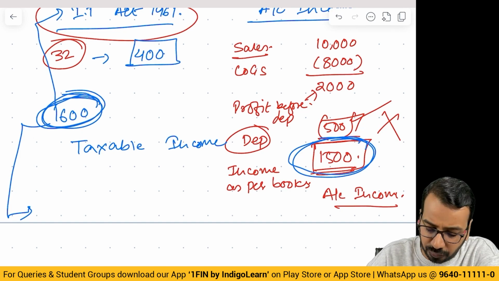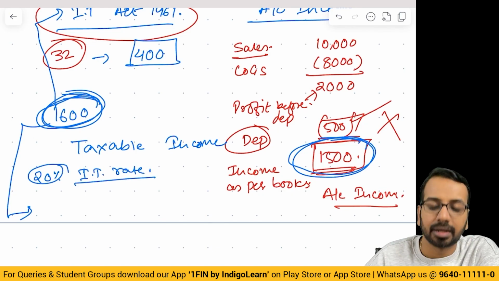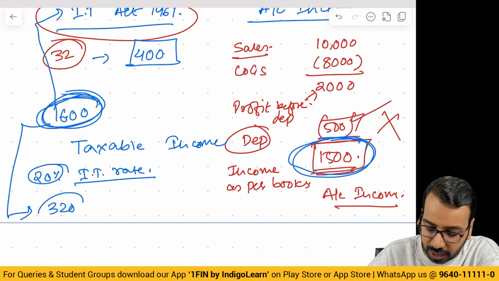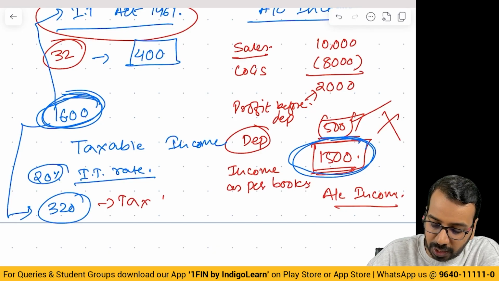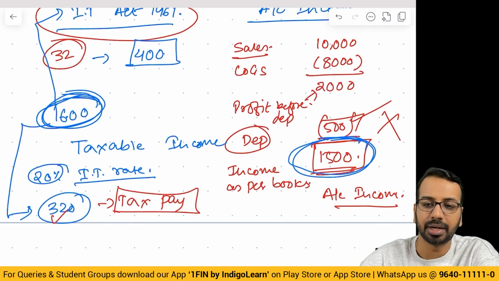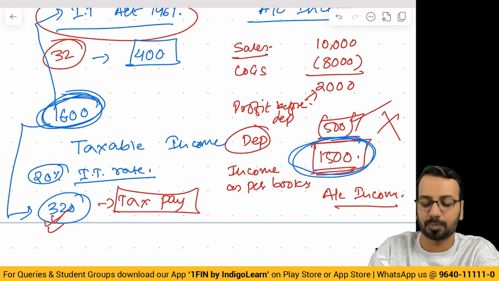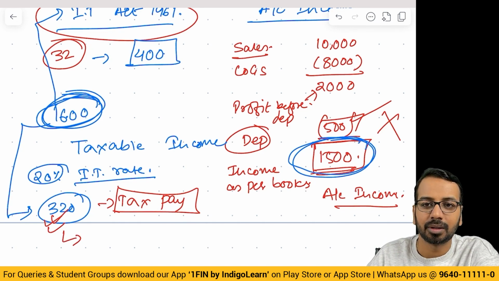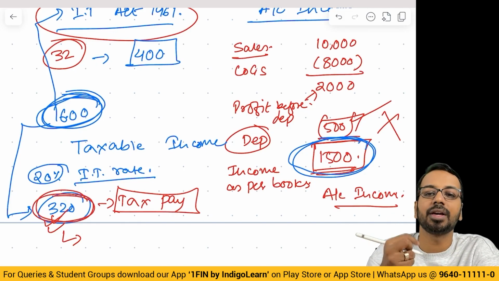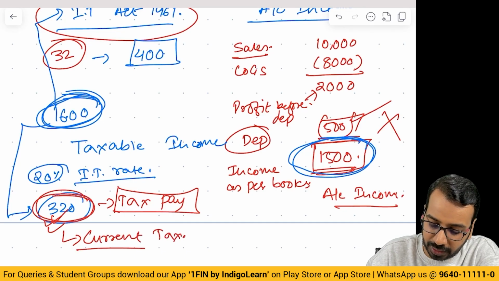Assume for a moment 20% is the income tax rate. So 1,600 multiplied by 20%, you have 320 as your tax payable. I'm ignoring cess and all for the moment, but 320 is the tax payable. This tax payable, what you calculate as per the provisions of the Income Tax Act, is called current tax.